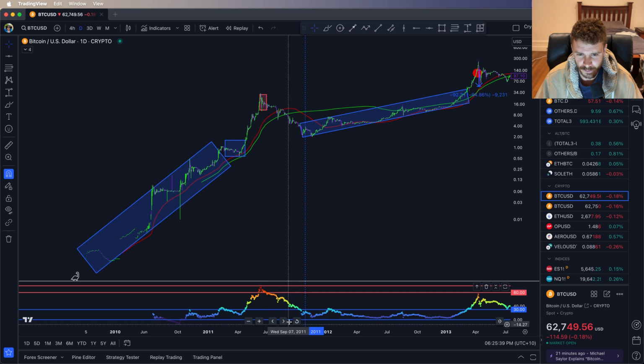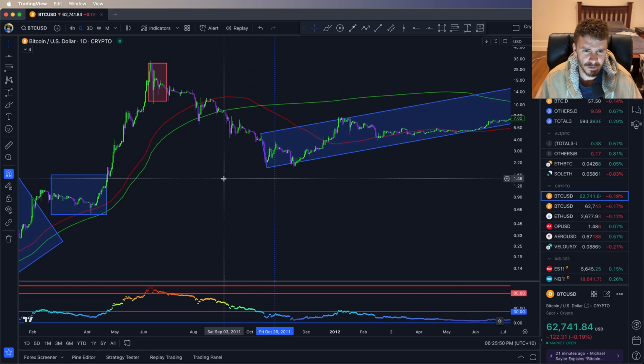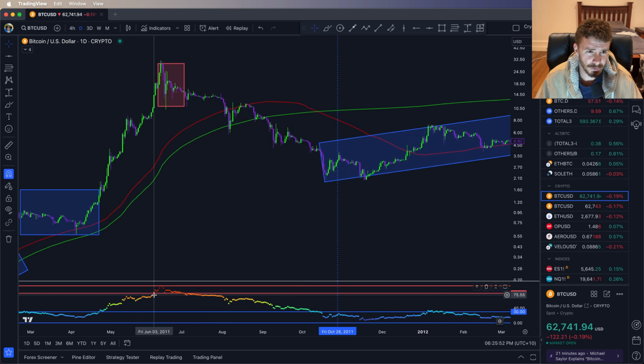These levels all correspond to the oscillator. So you can see it gets above the 80 level. I've drawn that out here with this red line, and you get the dots inside.